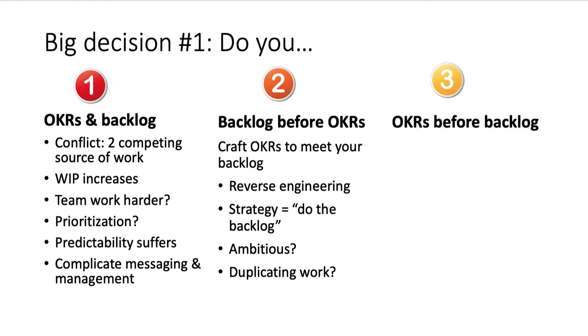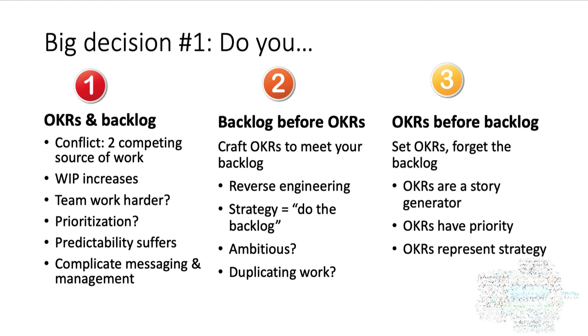Option 3, and for me, this is the logical conclusion of the way OKRs should be working, and this is the way it fits in best with Agile. Option 3 is you put the OKRs before the backlog. The backlog takes a back seat. So you set the OKRs, put the backlog to one side, look at what your customers, your stakeholders, everyone else is asking of you, asking what you're trying to achieve, what is the purpose of the team. And then use the OKRs as a story generator.